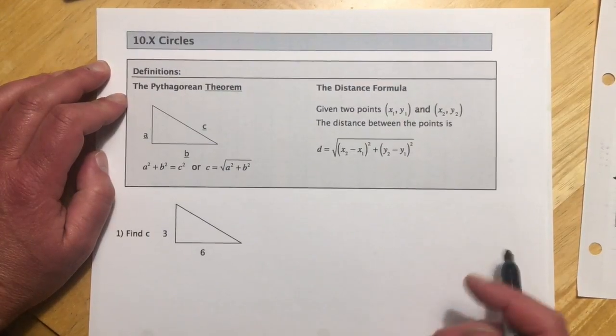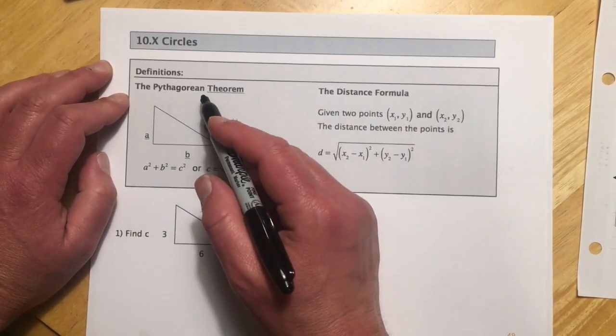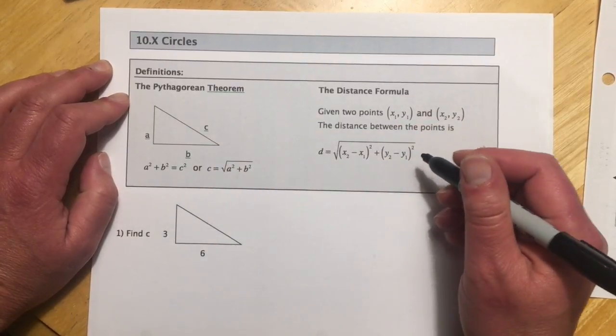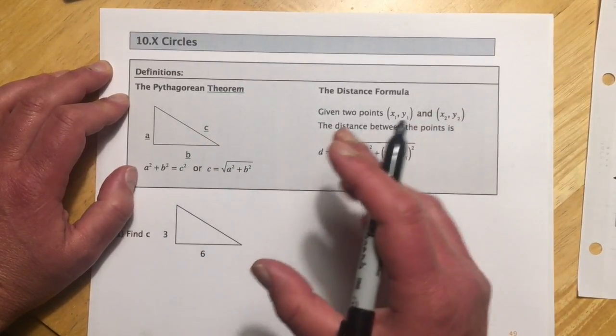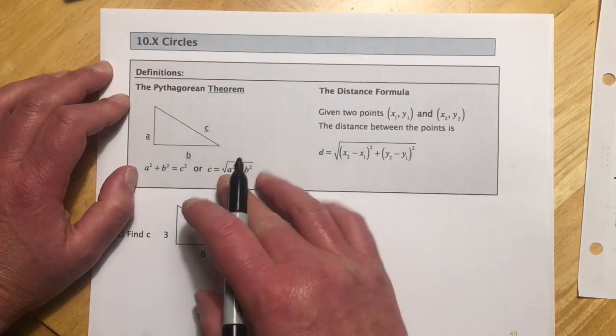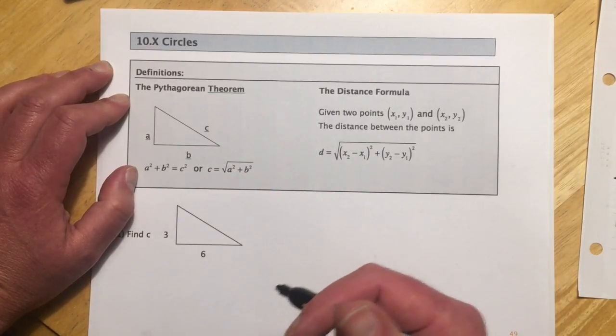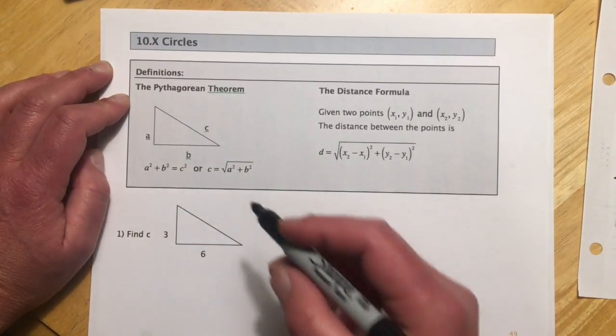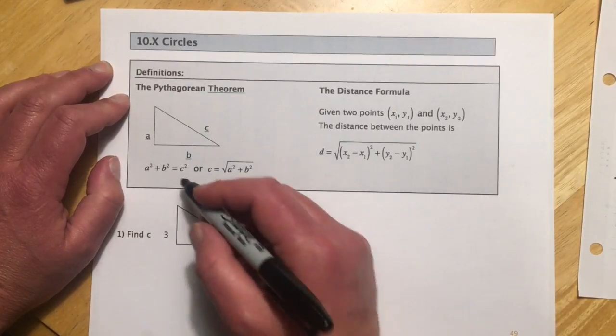Hey guys, so this video is about circles, but with a stopover at the Pythagorean theorem and the distance formula. These are actually both formulas for circles. If we sort of change the lettering, they're all kind of tied together. So first, let me remind you of the Pythagorean theorem.